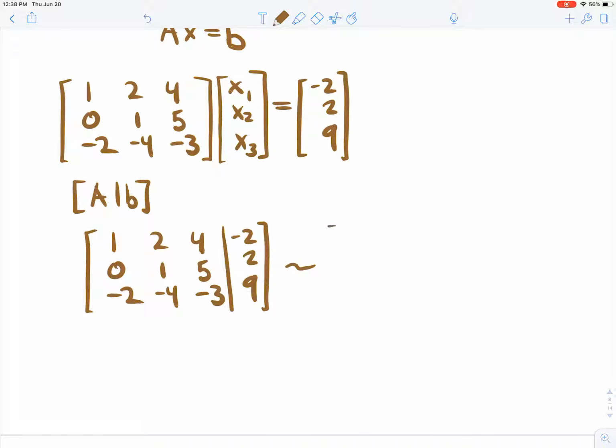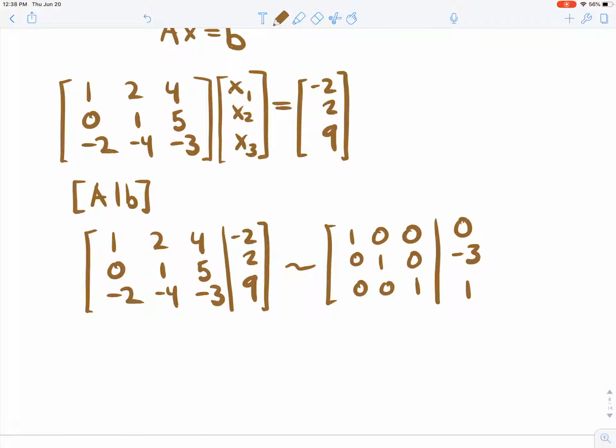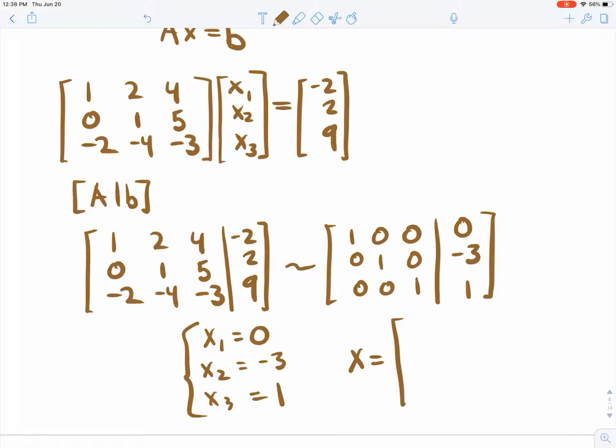We're not going to do this in this video, but after you do this, what you're going to get is this matrix. On the left, it's actually going to be the identity matrix. And on the right, you're going to get 0, -3, and 1. You then want to be able to interpret your answer, and what you get is that x1 is equal to 0, x2 is equal to -3, and x3 is equal to 1. So your solution here in vector form is going to be 0, -3, 1.